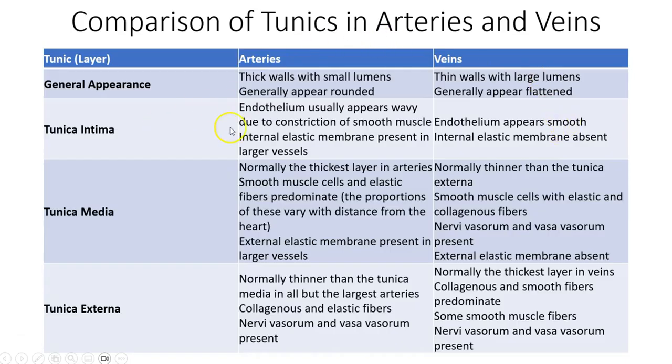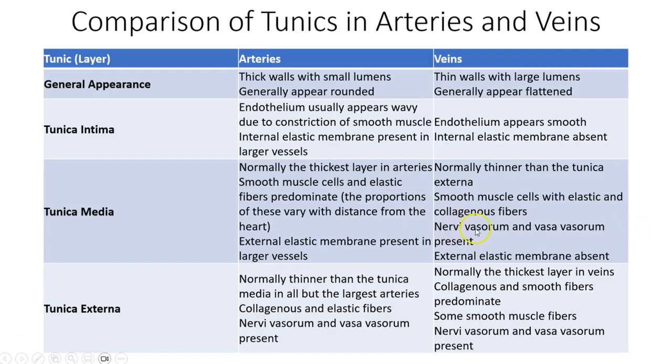The tunica intima, that inside lining, is usually going to look wavy because of constriction of that smooth muscle in the wall. Lots of elastic fibers. In veins, it's going to be really smooth because we don't have as much elasticity and we're not constricting those vessels. Tunica media, again, that muscular layer, really thick in arteries, not so thick in the veins. Lots and lots of smooth muscle cells, some elastic fibers. There are, like I said, going to be some elastic fibers in veins as well, but not as many.